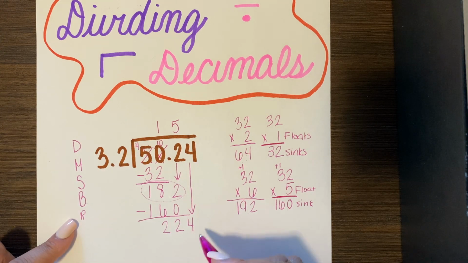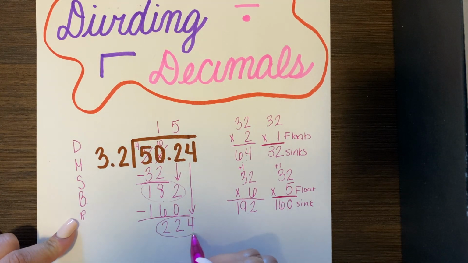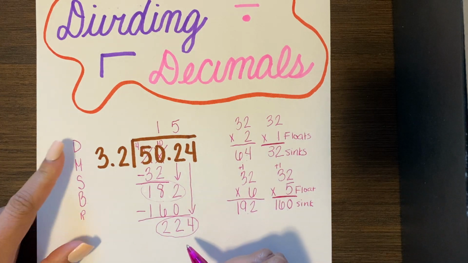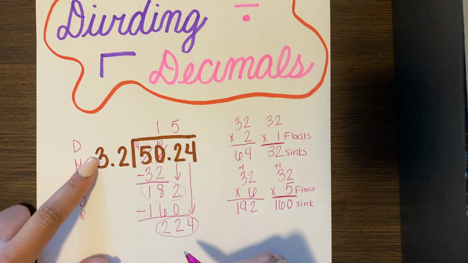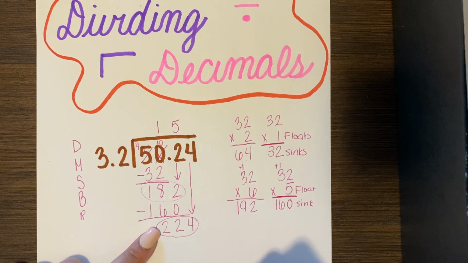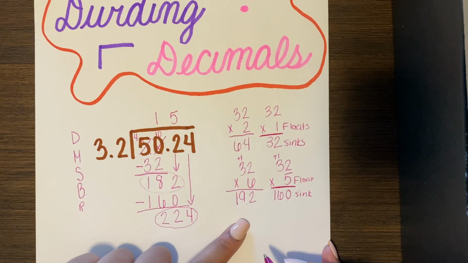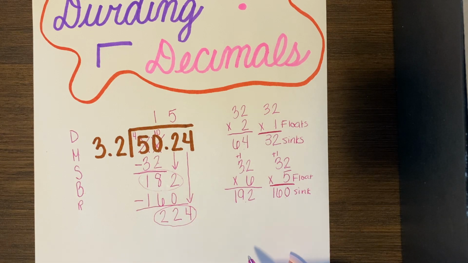Now we have 224. That's our new dividend, okay? We're gonna start over and divide. How many times can 32 go into 224? Let's continue to multiply to figure out that answer. We want to multiply to get a number that comes close to 224 without going over. That's what we're going to put in our quotient.